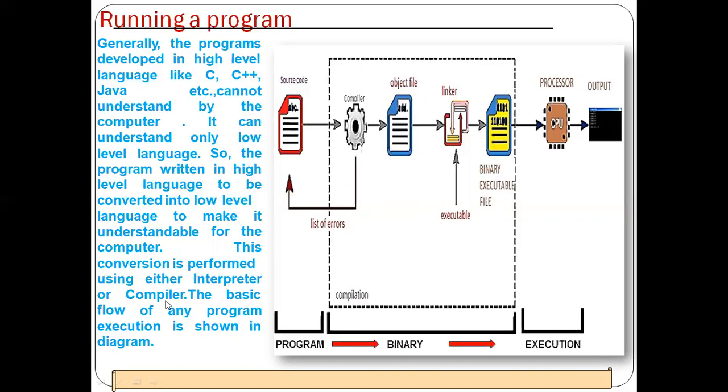And here, the basic flow of any program execution is shown in the diagram. See here. First, the source code, which is your programming code. Then it goes to the compiler. What is the compiler? It is your system compiler. Then it also produces a list of errors, and sends them back to the source code. Otherwise, if it is correct, it goes to the object, where you want to print any object.